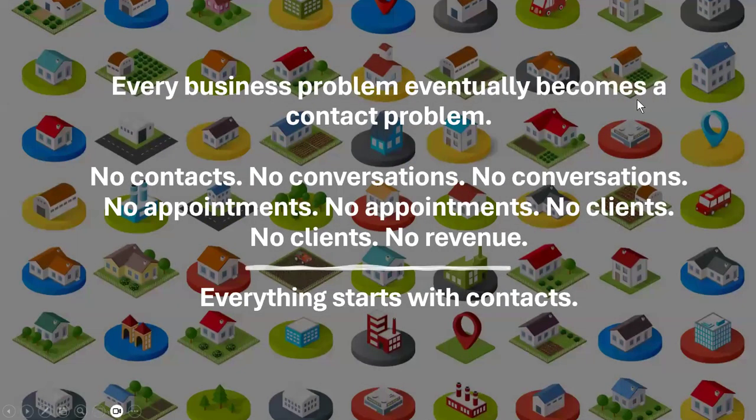The biggest problem that businesses incur, every business problem eventually becomes a contact problem. No contacts, no conversations. No conversations, no appointments. No appointments, no clients. No clients, no revenue. It's a pretty easy equation to understand. And then when you adopt the four C's, it's easy to figure out where the problem is, identify, correct that problem, and then move on to, like I said, you have a free-flowing system.